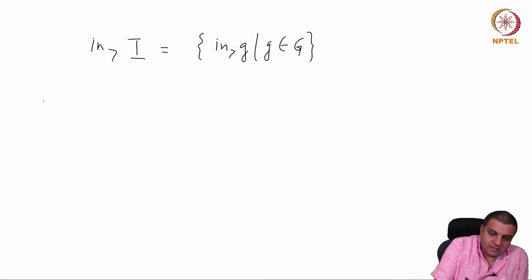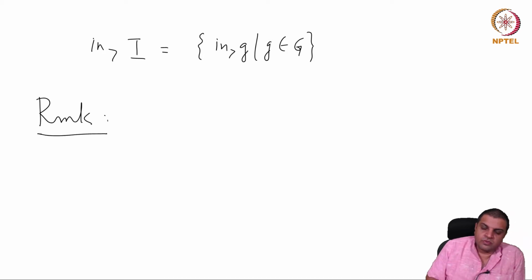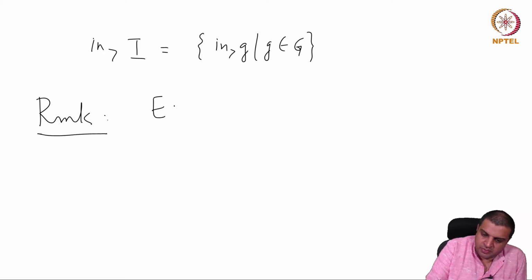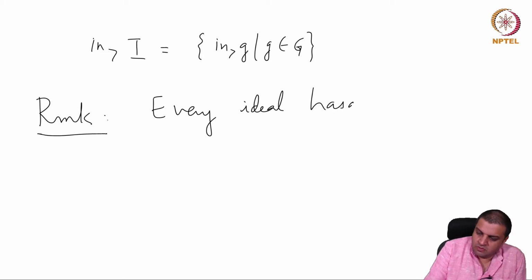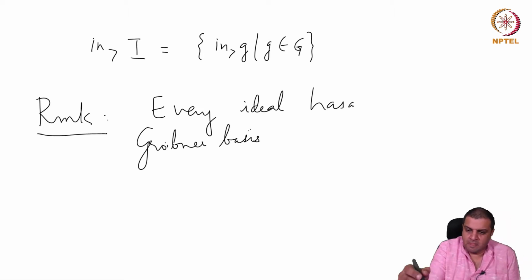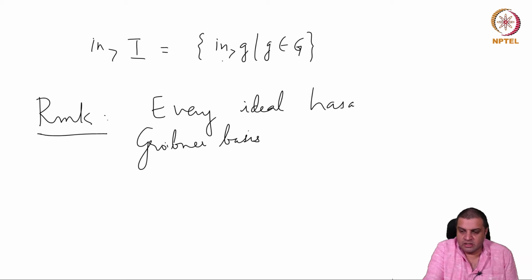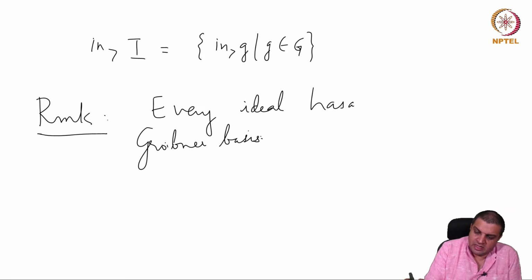So remark that every ideal has a finite Gröbner basis. That is because the initial ideal is finitely generated by some in(G1), in(G2), up to some m elements. Then by Gröbner basis we mean the set G1 through Gm. So every ideal has a Gröbner basis.